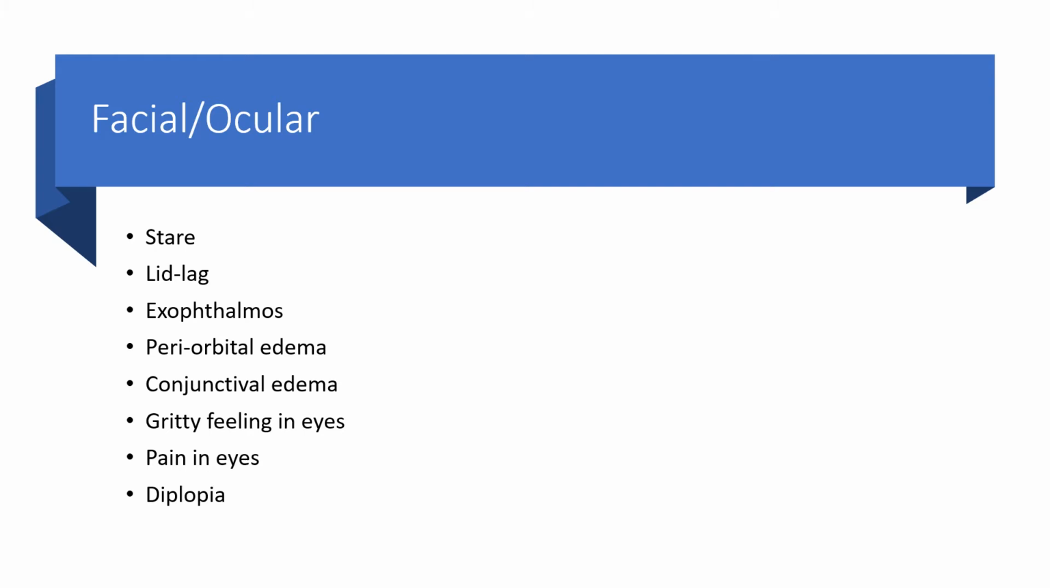Facial or ocular. Like the Graves' ophthalmopathy, we're going to find stare, lid lag, exophthalmos, periorbital edema, conjunctival edema. Gritty feelings in the eyes will be part of the history, pain in the eyes will be part of the history, and of course diplopia. So again, looking at the face and taking history related to the face or the head region, you can pick the diagnosis of hyperthyroidism.